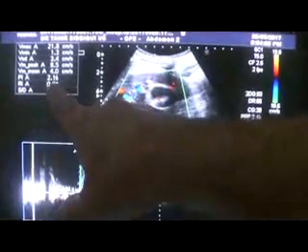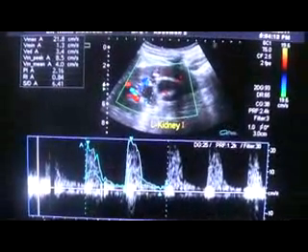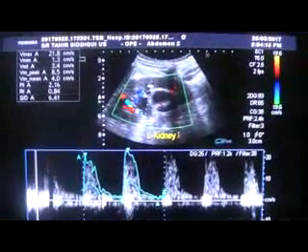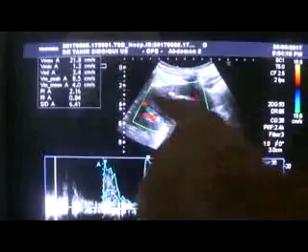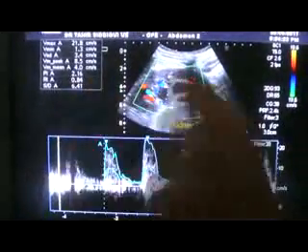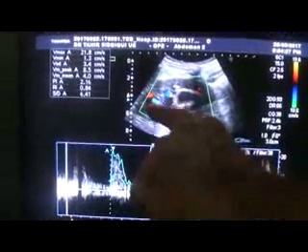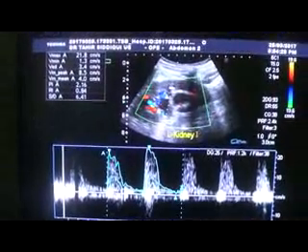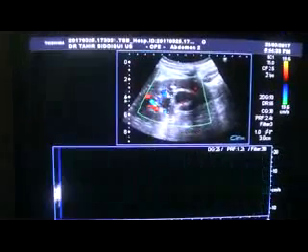You can see the RI is 0.84. Now it's increased. The blood flow is seen up to the parenchyma. This parenchyma is being perfused well, but the RI is 0.84, which is more than normal, and there is hydronephrosis, dilation of all the calyces seen in this view.